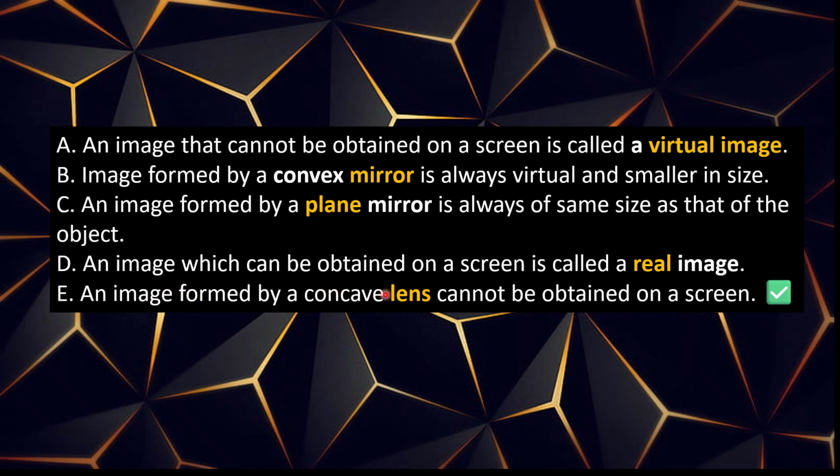D. An image which can be obtained on screen is called a real image. E. An image formed by a concave lens cannot be obtained on a screen.